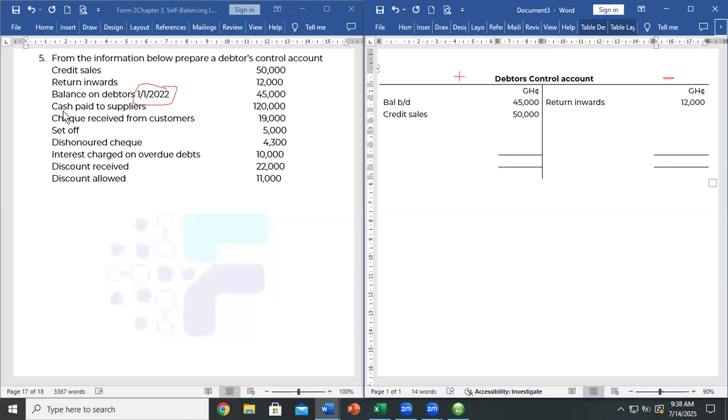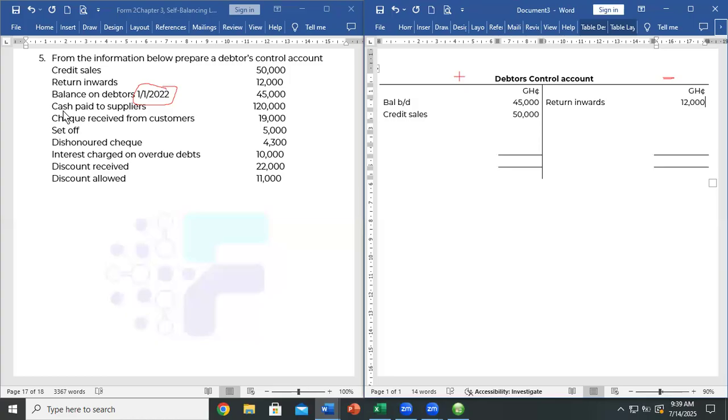Okay. We have dealt with the balance. Then you have cash paid to suppliers. Cash paid to suppliers. I need someone to do analysis on this one for me. Prof. Adam, I don't know if you can assist. I don't know how much you missed, but we are preparing a debtors account, and then you see something like cash paid to suppliers. What will be your viewpoint on this, Prof.